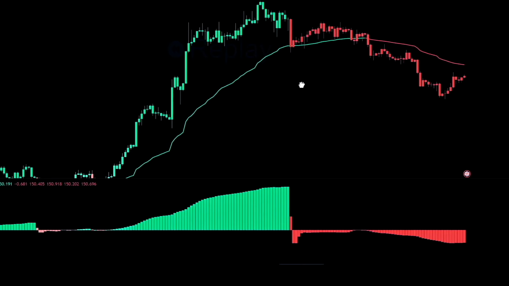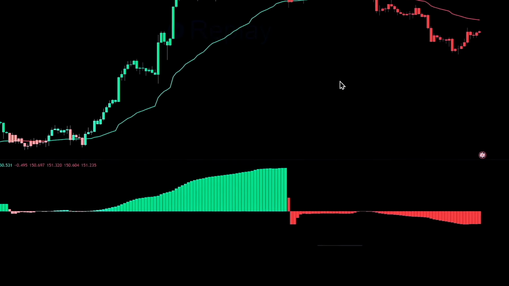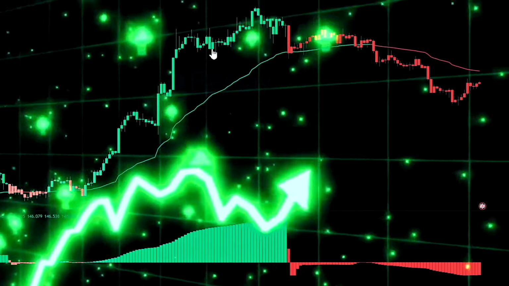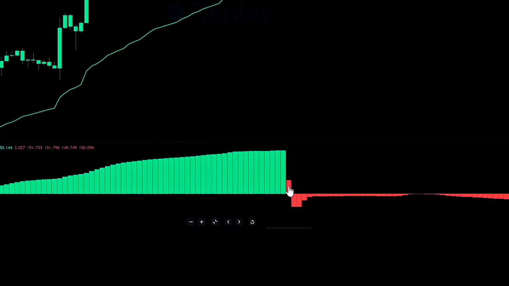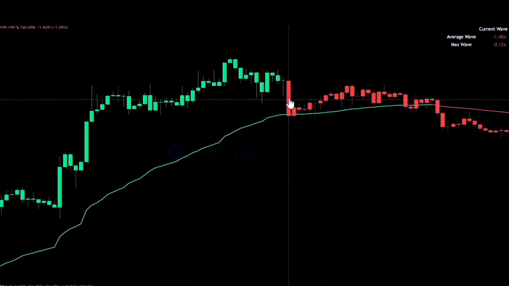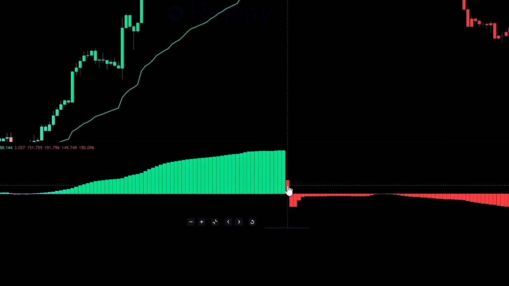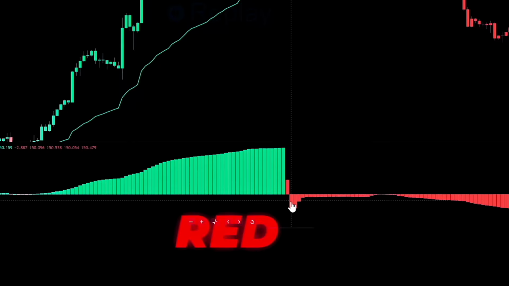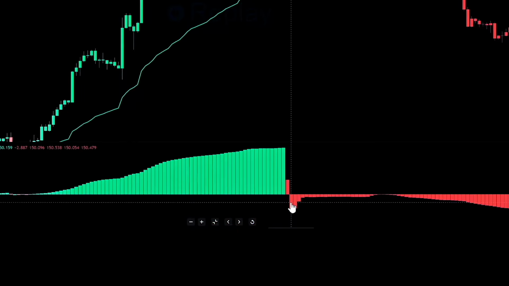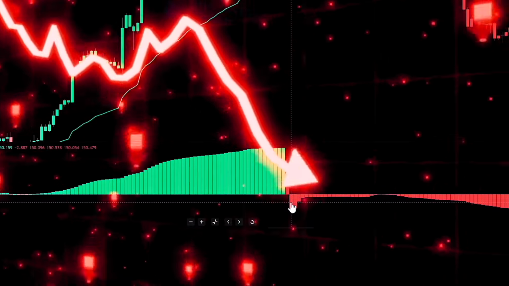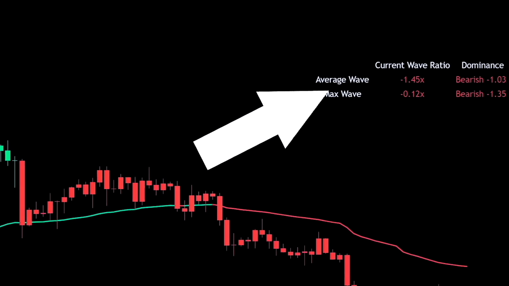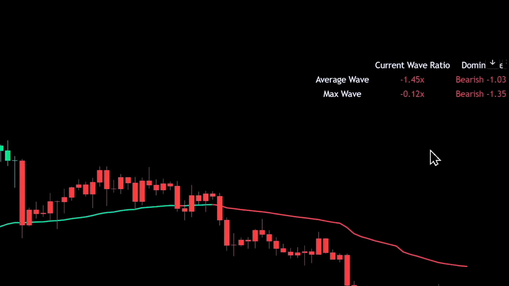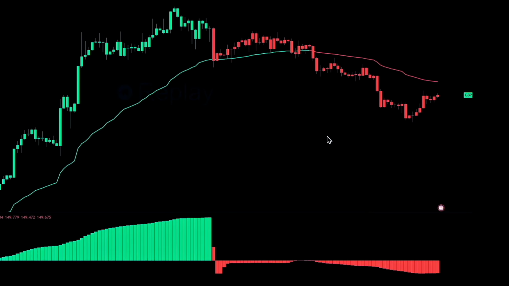For reversals, watch for a specific pattern. In an uptrend with tall green histogram bars, suddenly a smaller bar is your first clue momentum's slowing. If the next bar flips red, it's a strong sign of reversals brewing. Time to consider exiting longs. The info table's wave ratio can also flag potential reversals when it fluctuates.